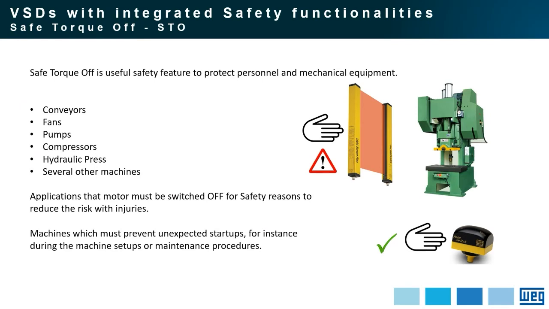Additionally, it is possible to use the safe torque off to prevent unexpected startups. For example, the user will touch or have his hands on the palm switch. So only when the user has his hands on the palm switch will it allow the machine to start. So it is possible to use the STO in different conditions to stop the machine or to allow the machine to start.